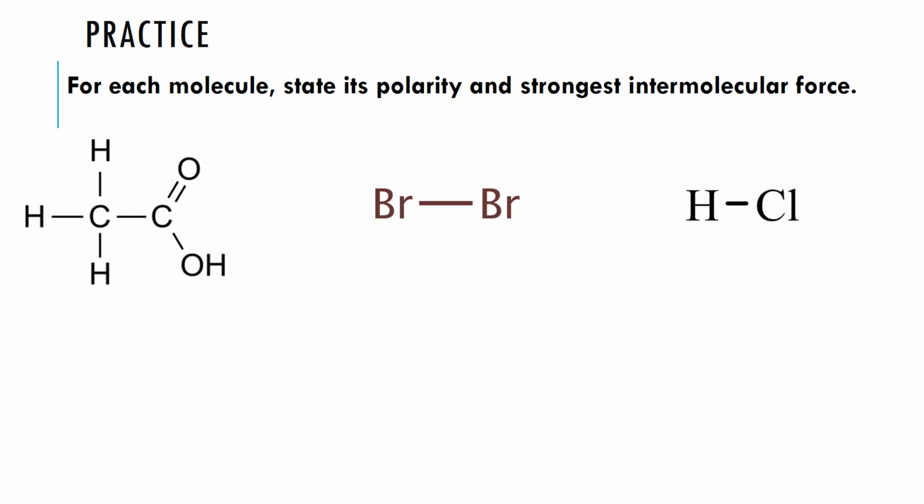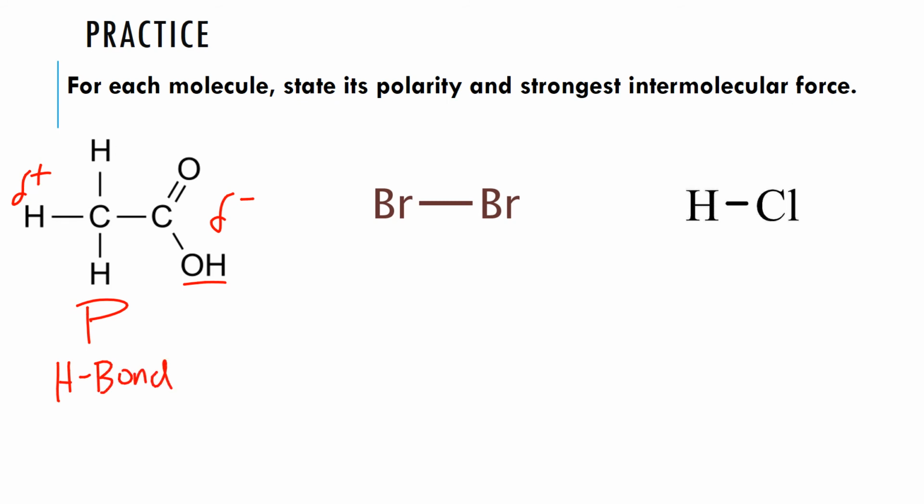All right, now for these next examples, same thing here. We have oxygens over here, so that's going to make partial negative and partial positive. That means this is a polar molecule. I'm just going to write P to save time. And we have oxygen bonded to hydrogen, so the IMF is H bond.